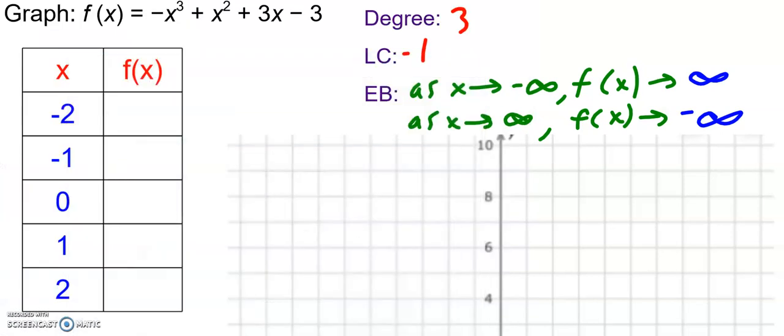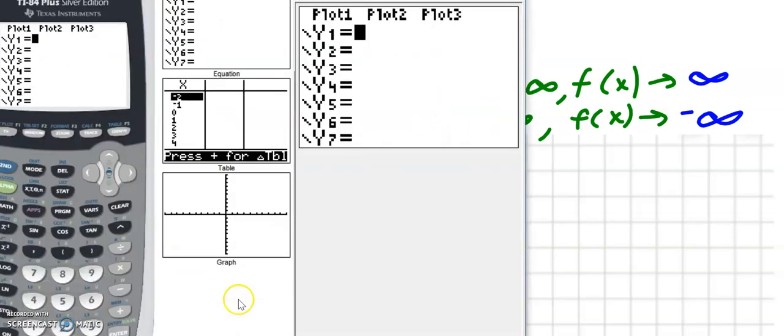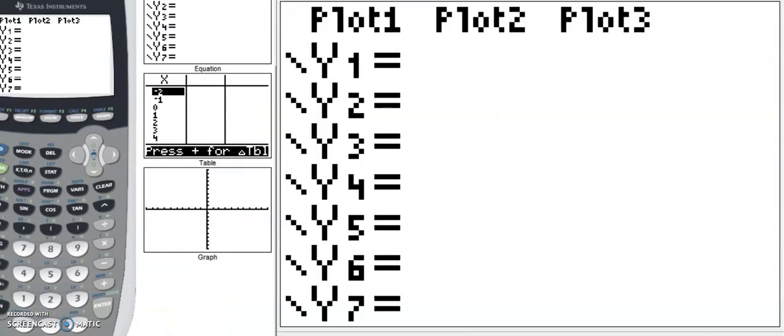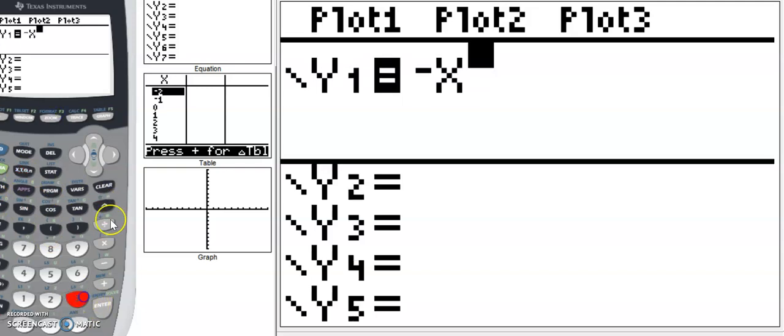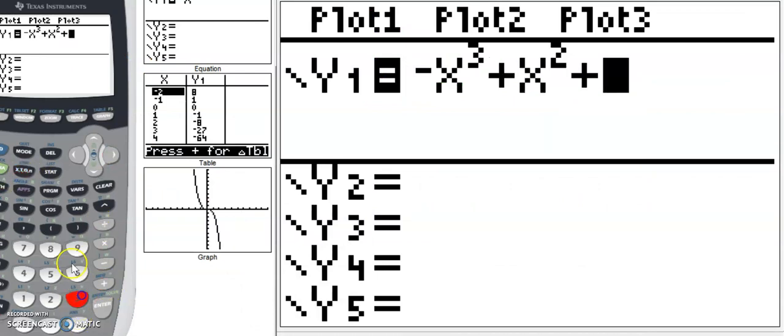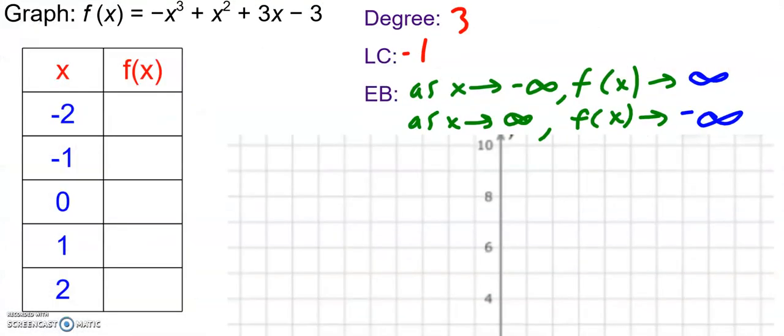Now the equation was -x cubed plus x squared plus 3x minus 3. So I'm going to type that in. So I've got -x cubed plus x squared plus 3x minus 3. Double checking my equation. Looks good.